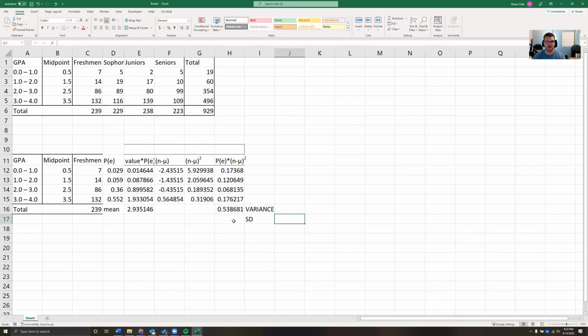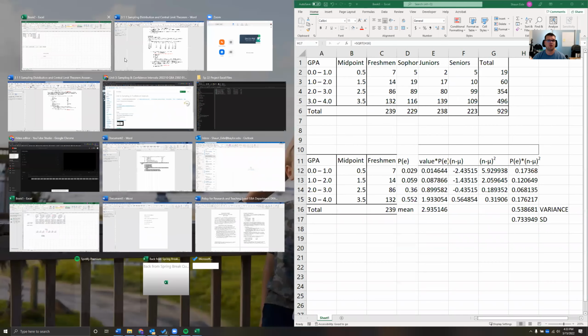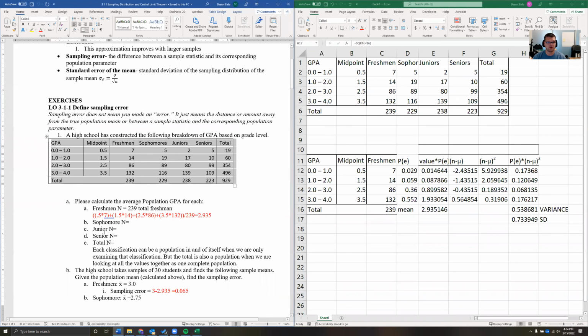And then we're going to get the standard deviation by doing equals square root of this. And so now we have the mean, we have the variance, we have the standard deviation for everything in here. And so now we can go through here and you can do the exact same thing for the sophomores, juniors, and seniors. And you'll notice another way to do it is you can do 0.5 multiplied by 7, 1.5 multiplied by 14, 2.5 multiplied by 86, 3.5 multiplied by 132, and you add all of that together, divided by 239, the total, and that gives you 2.935, or what I did here also gives you 2.935.